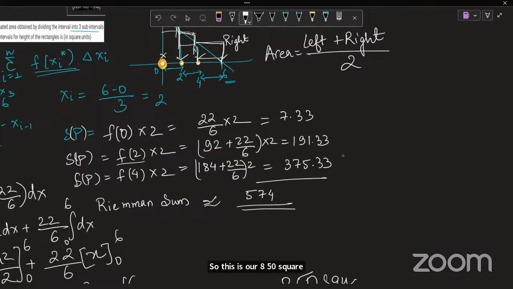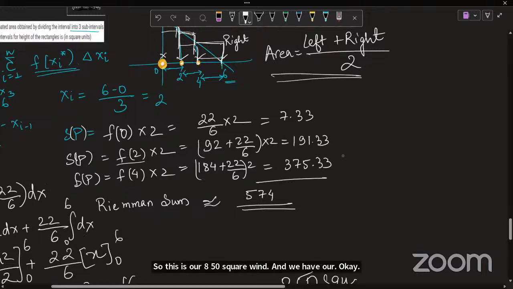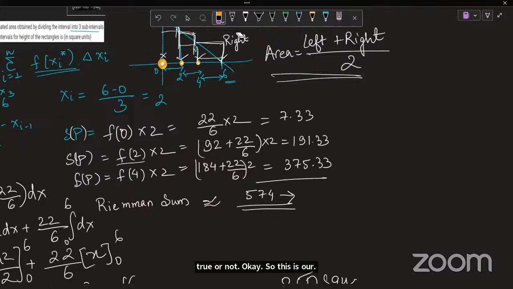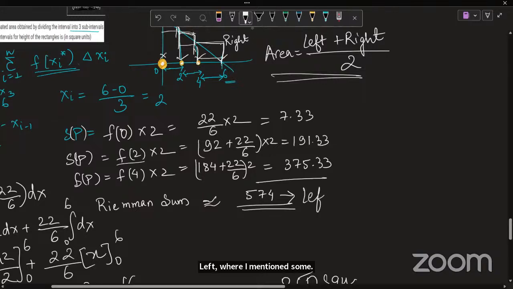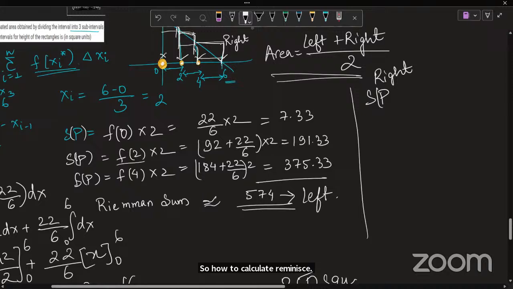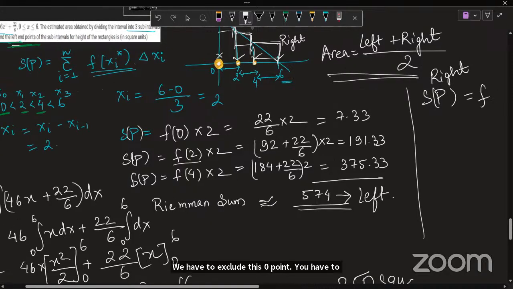Let's check whether this condition is true or not. This is our left Riemann sum. Let's calculate our right Riemann sum. How do we calculate the right Riemann sum? We have to exclude the 0 point, and take 2, 4 and 6.